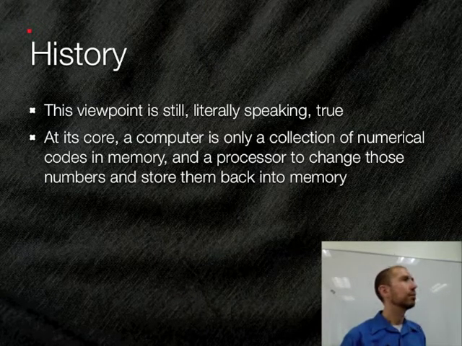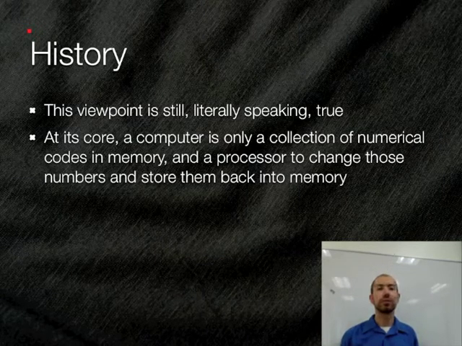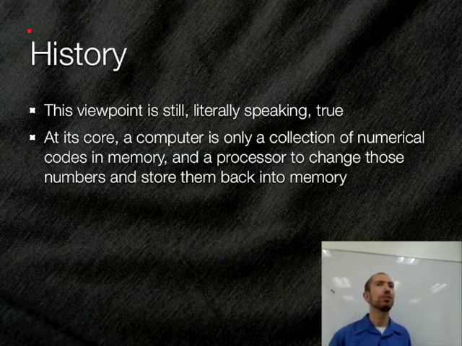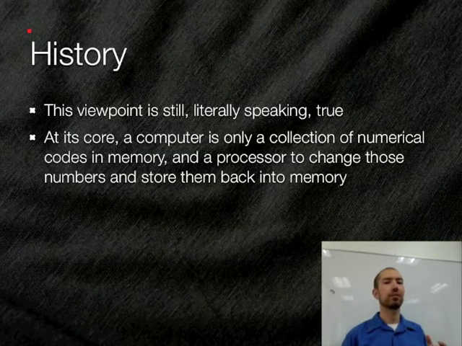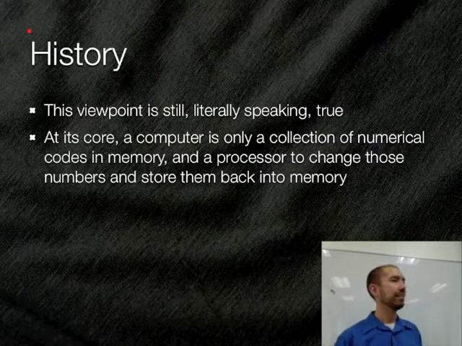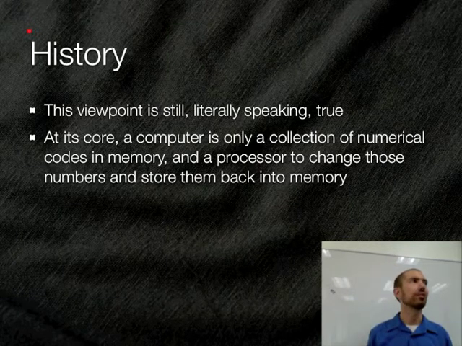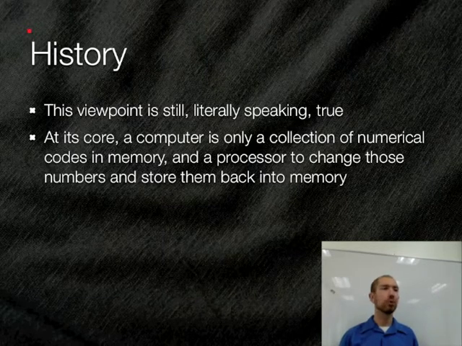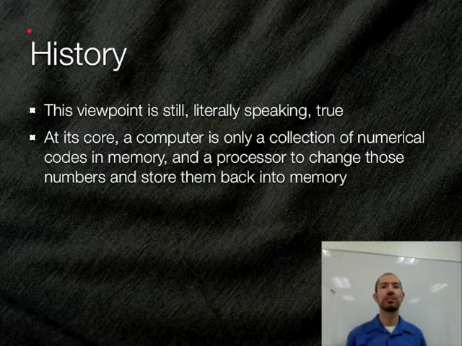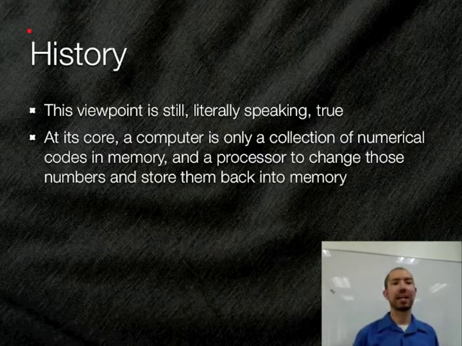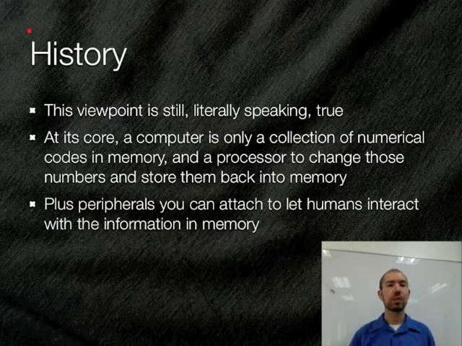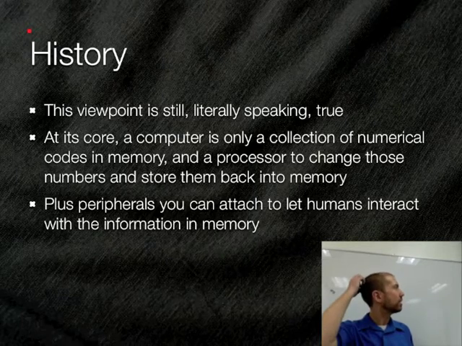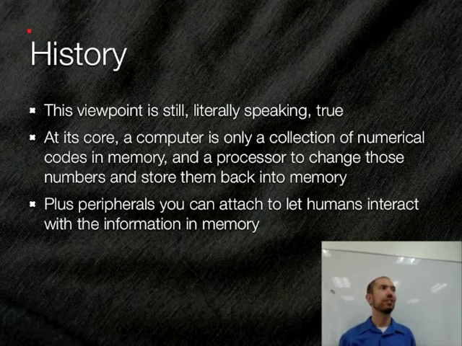So the core of a computer is basically a CPU and memory, right? The memory holds these numerical codes, and the CPU is a processor, a mechanism for comparing them, adding them together, multiplying them, dividing them, doing various mathematical operations on these codes, and then storing them back into the memory, right? And of course, you also have peripherals that you can attach to let the humans interact with the information in the computer's memory.